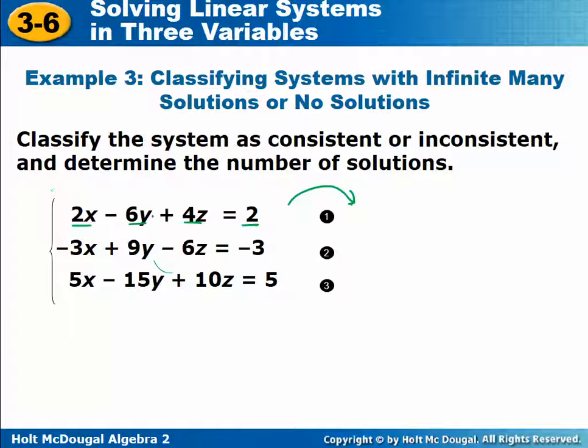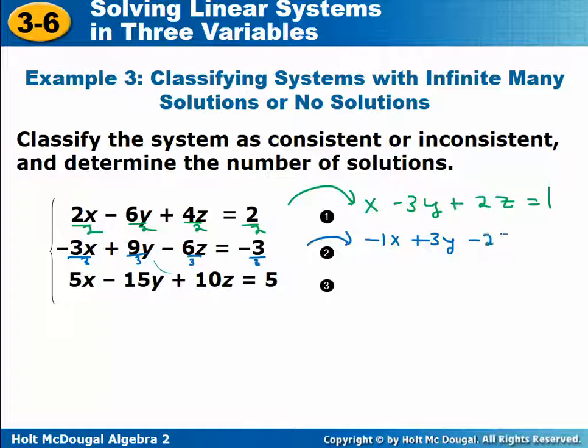I see that every term of the first equation is divisible by 2. If I divide every single thing by 2, I would have 1x minus 3y plus 2z equals 1. It's an easier problem to work with. Let's check and see if the second one can also be divided by anything. They're all a multiple of 3, so I could divide each of these by 3. That would give us negative 1x plus 3y minus 2z equals negative 1. See how much simpler these equations are?